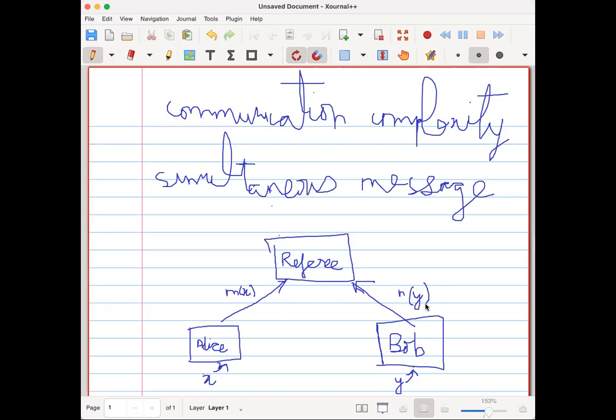And what is the purpose of this model? The purpose is to compute some function f of x comma y. So there is an underlying function which is to be computed. We'll see a very simple concrete example very soon, and that is what we'll keep studying in this lecture. So the task is to compute f of x comma y.